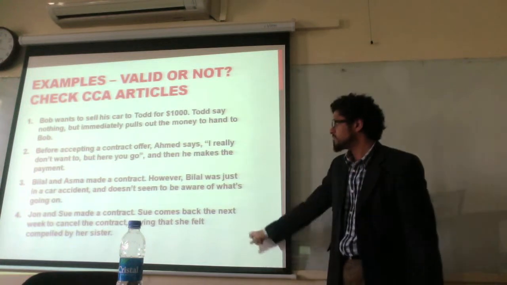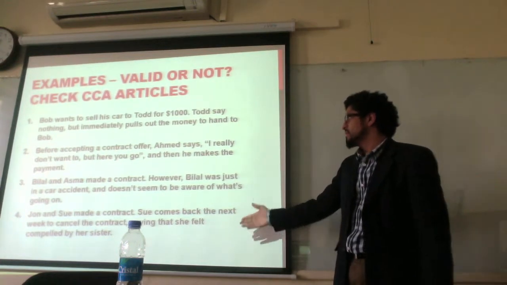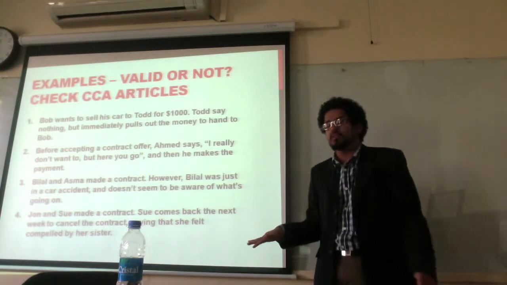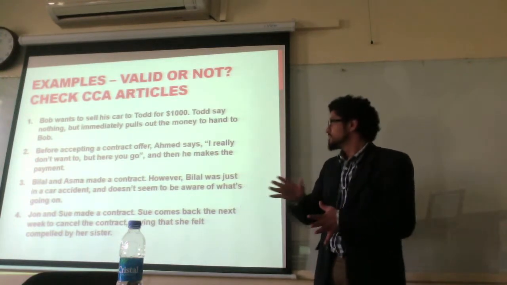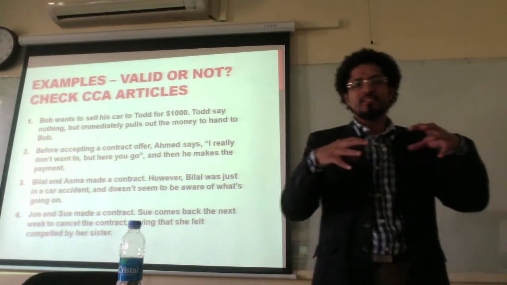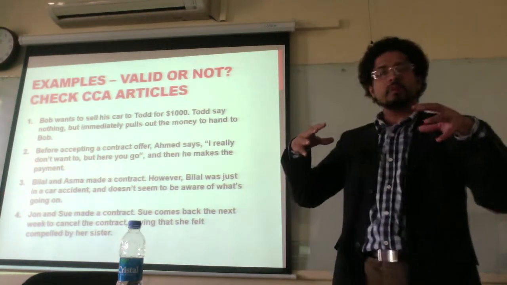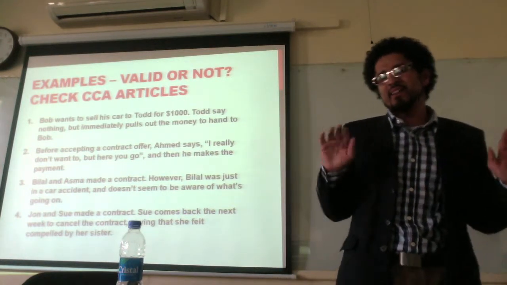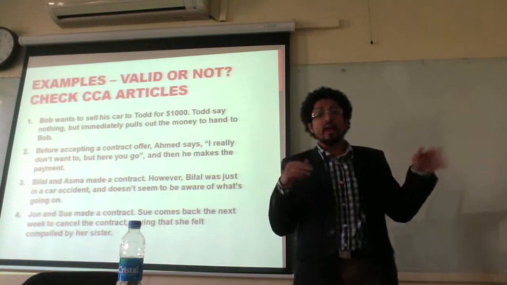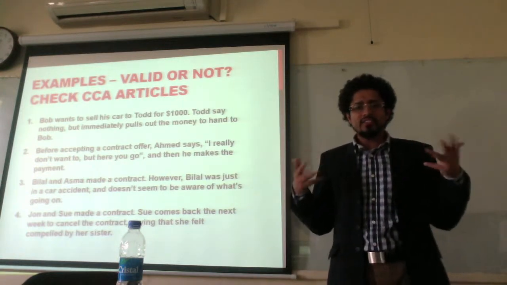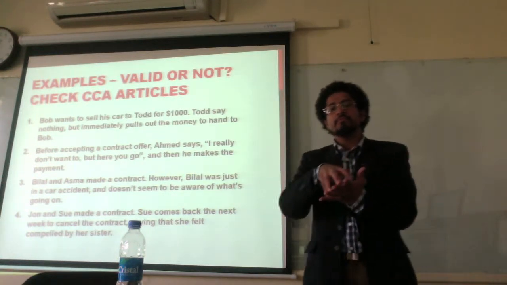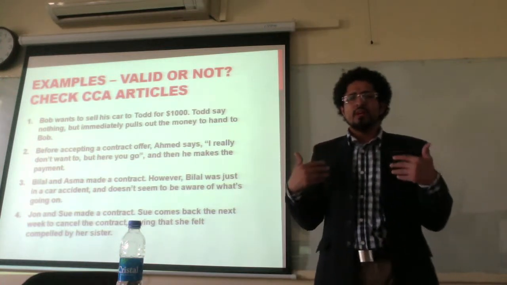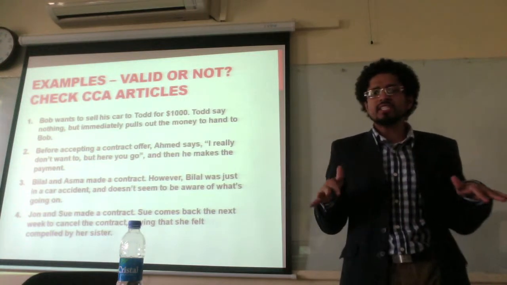The last one, John and Sue made a contract. Sue comes back the next week to cancel the contract, saying that she felt she was compelled by her sister. So John and Sue make a contract, and then the following week, Sue comes back and says, I didn't actually want to make that contract last week. In this case, you can't really argue, unless John had known that at the time of contracting, because we have to assume that the objective intention is the same as the subjective intention. Otherwise, we'd be asking too much of the person on the other side of the contract. So in this case, no.